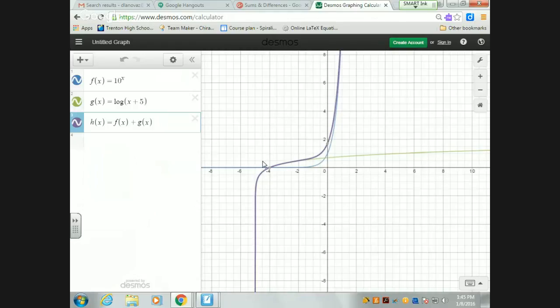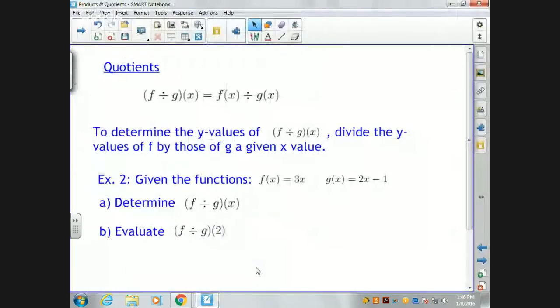Any questions about adding or subtracting functions? That's basically it. All right, if there aren't any questions, your homework is right up on the board there, page 528. I'll write it here as well.